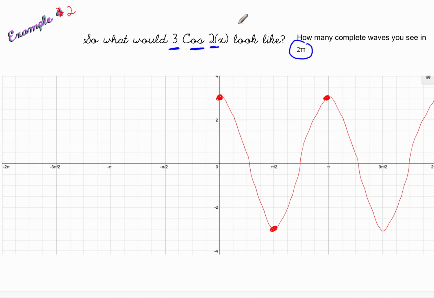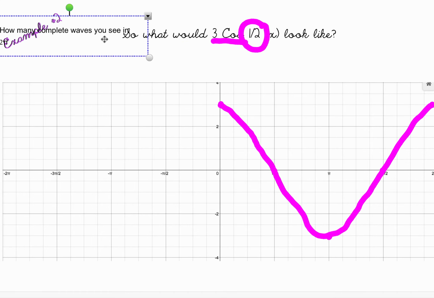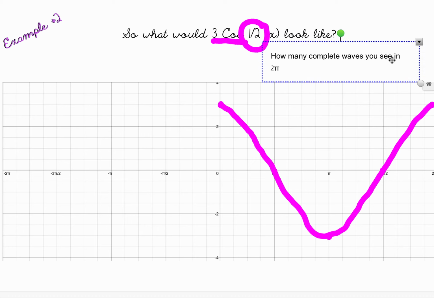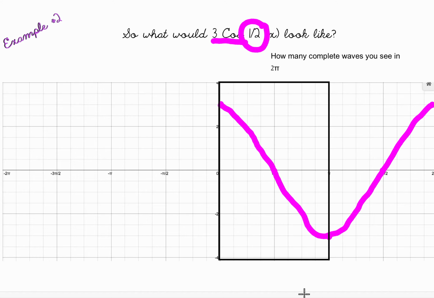So once again, I'm going to grab this so I can tell myself that this number tells me how many complete waves I should see in 2 pi. Well, I should see, according to this, only half a wave. So I'm going to come back here with that box and realize that this is what half a cosine wave looks like. And that needs to be stretched out along 2 pi. See, I want half this wave in 2 pi. All right, so that means I'm going to start at 3 and end at -3. So I'm going to adjust this picture.